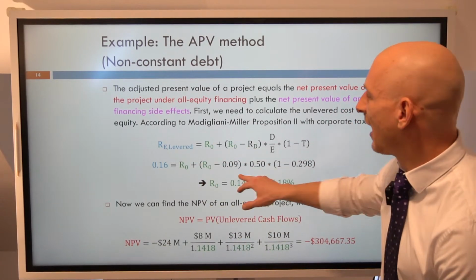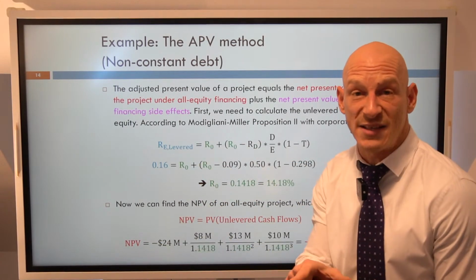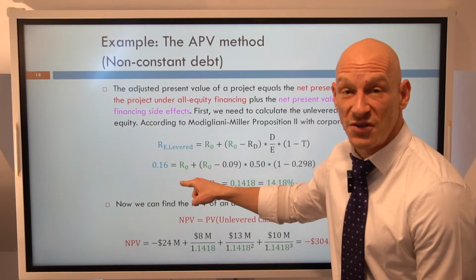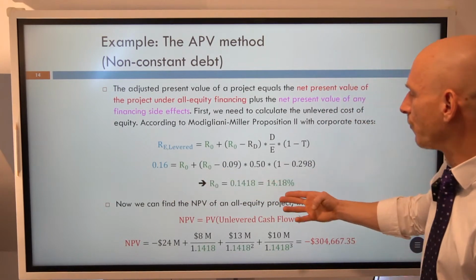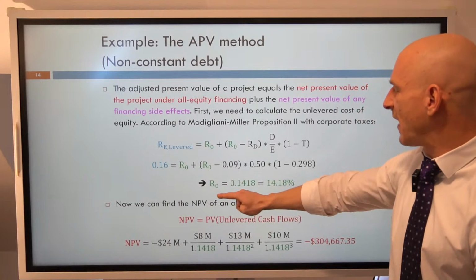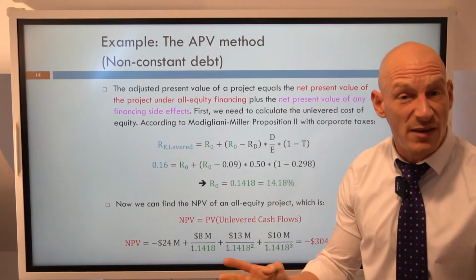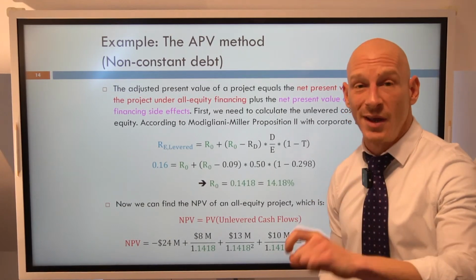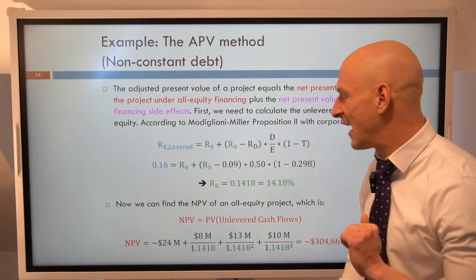So I need to utilize Modigliani-Miller proposition 2 with taxes to basically reverse engineer the unlevered cost of equity R0. And that's what I do. I simply rearrange and calculate, and I find the unlevered cost of equity is 14.18%. Okay, and we're almost done with step 1, calculating the net present value of the base case.